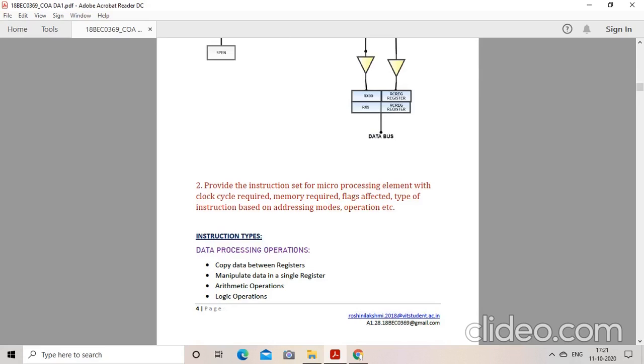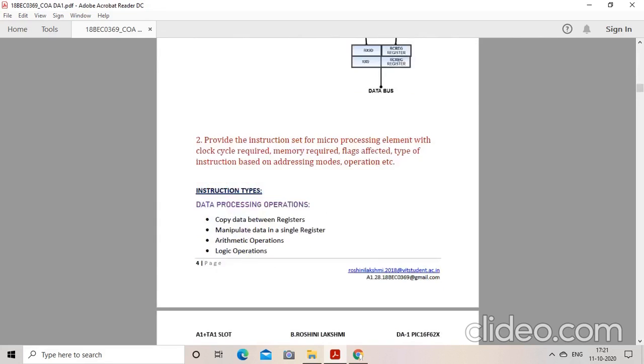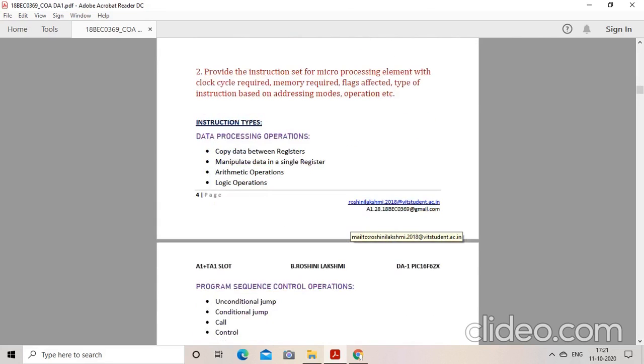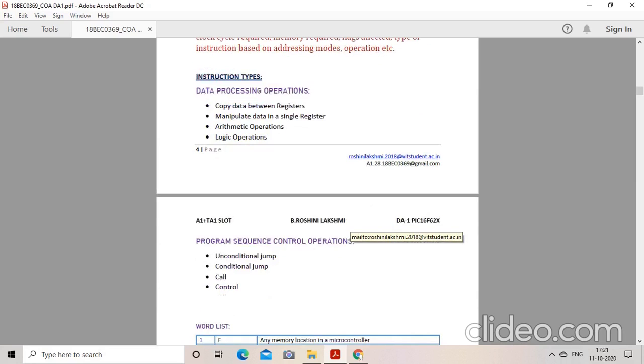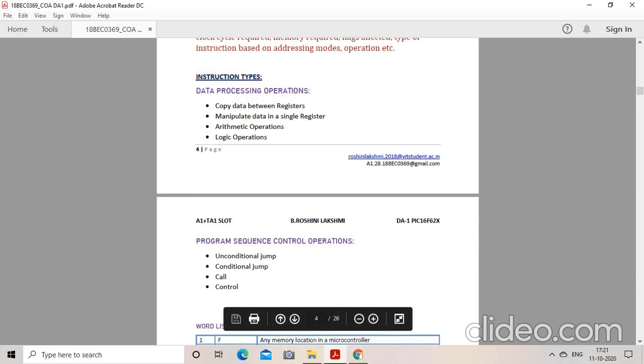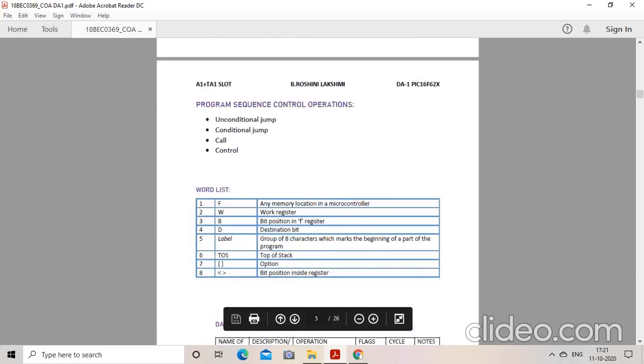And our second question is to provide the instruction set for microprocessing element with details like clock cycle, memory required, flags affected, and types of instructions. Basically, there are two types, that is data processing operations and program sequence control operations. Data processing operations contain copy data between register, manipulate data in a single register, arithmetic operations and logic operations. And coming to the program sequence, unconditional jump, conditional jump, call and control.